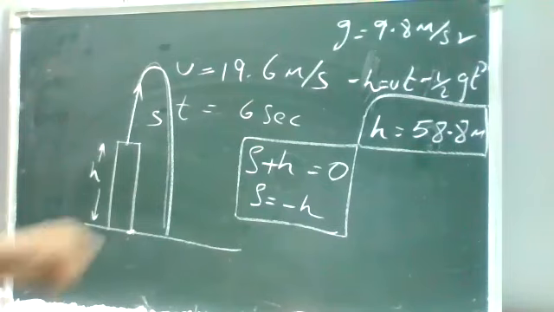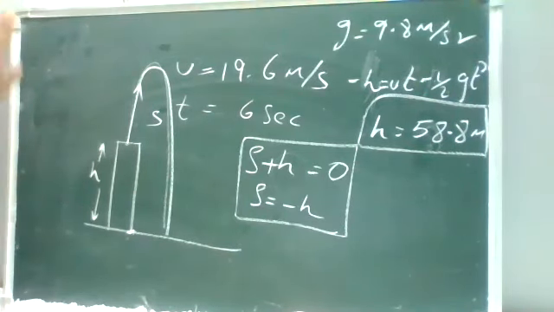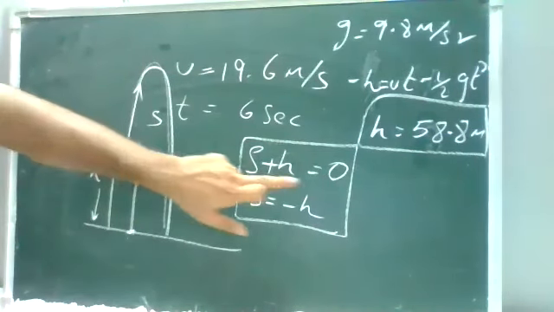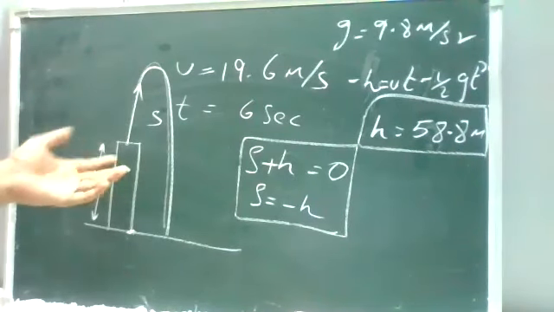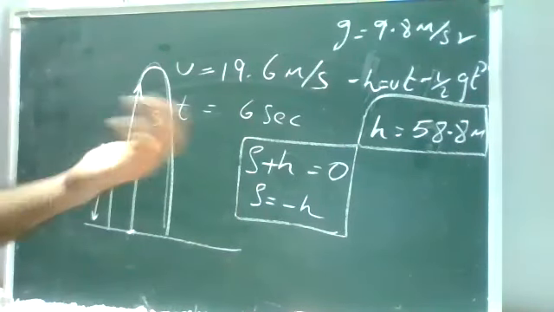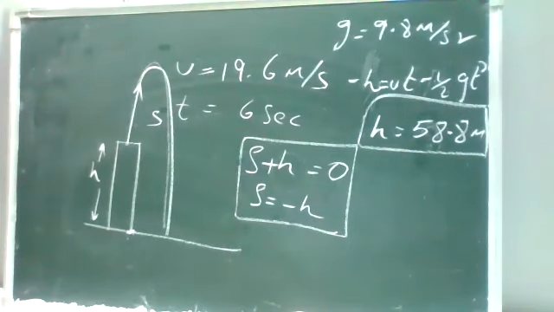Others, just memorize the relation. There is nothing new here. Here the total displacement becomes 0, so S plus H is the total displacement. S is equal to H, which is minus H, because S plus H, the total displacement, is equal to 0. Now the initial velocity is known, the time period is known, and acceleration acts against the upward direction, so it is minus G. Okay, over. We'll see the next question.